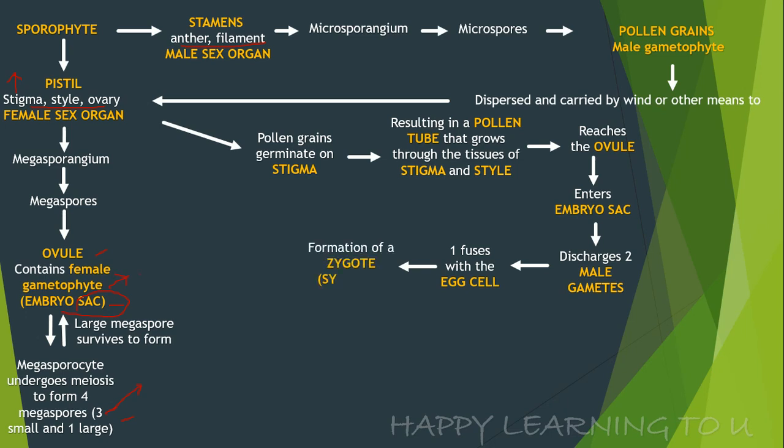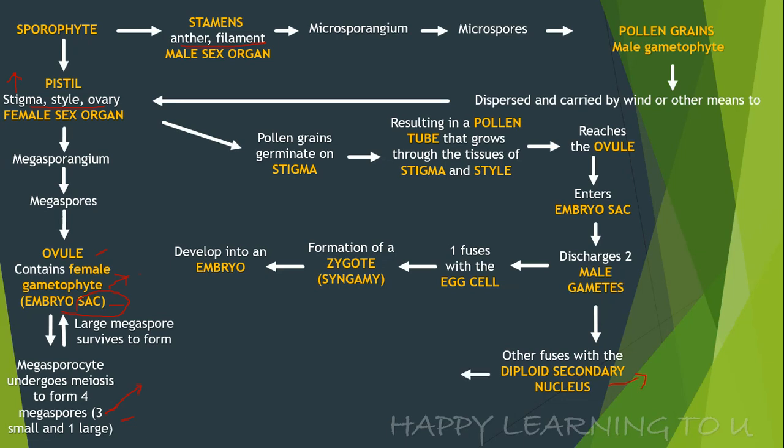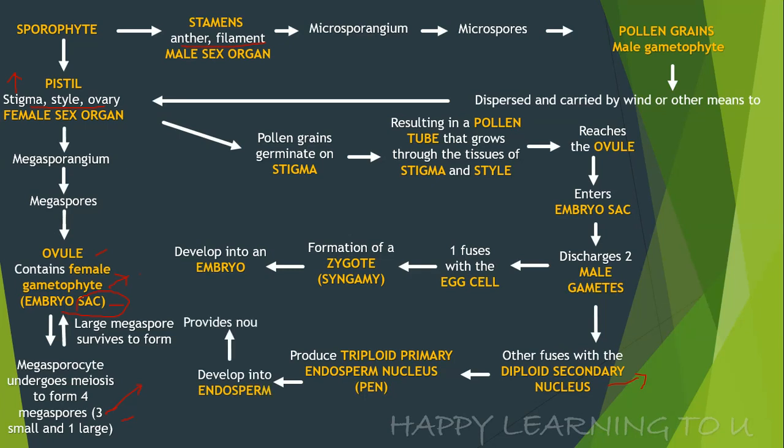resulting in the formation of a zygote, the process being known as syngamy, which develops into an embryo, and the second male gamete fuses with the diploid secondary nucleus, which is formed by the fusion of the 2 polar nuclei, resulting in the formation of a triploid primary endosperm nucleus, which is known as PEN, which develops into an endosperm which provides nourishment to the developing embryo. And this embryo ultimately develops into a mature sporophyte.